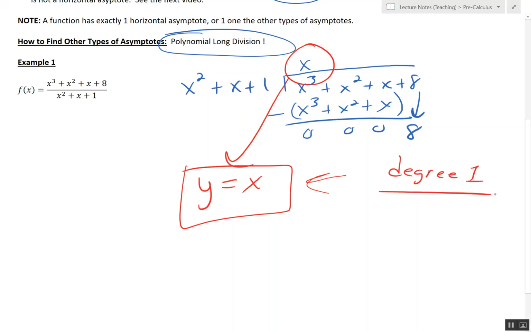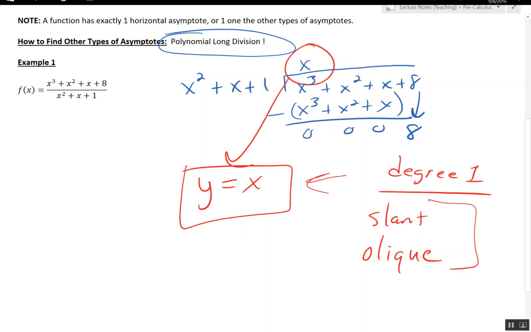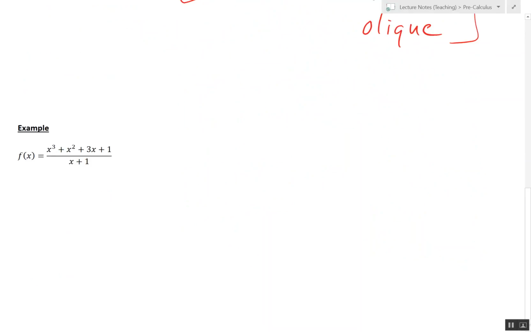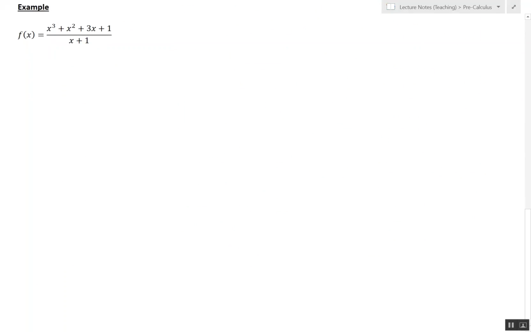And degree 1 asymptotes here are usually called slant or oblique. So just be aware, if I say slant or oblique, that would mean that we should get a line as our asymptote here that is non-horizontal or non-vertical. So let's look at another example here and see that we can get some weirder asymptotes than this. So here's my other example.